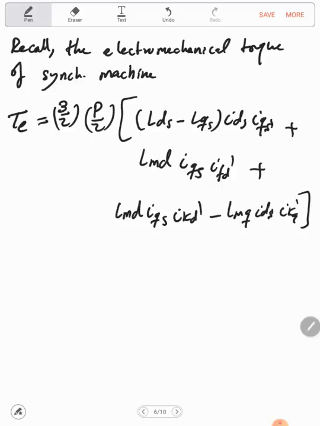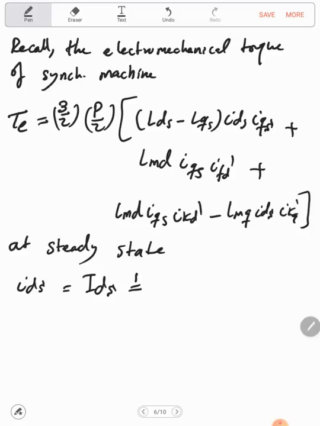Now in the rotor rotating reference frame, in the steady state operation of the synchronous machine, or at steady state, let's say, Ids will equal Ids capital. So here I'm using the capital letter to represent a quantity at steady state, and this is constant.